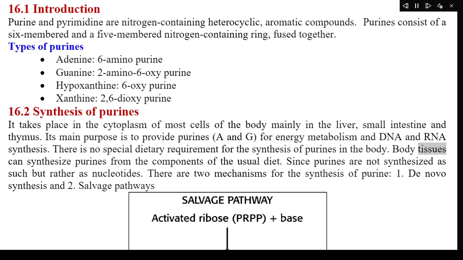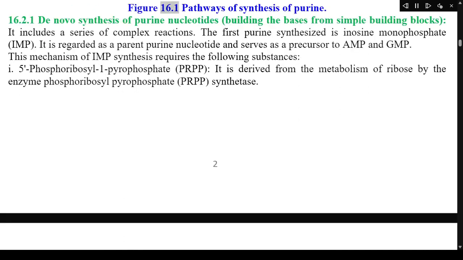Body tissues can synthesize purines from the components of the usual diet, since purines are not synthesized as such but rather as nucleotides. There are 2 mechanisms for the synthesis of purine: 1. de novo synthesis and 2. salvage pathways. Figure 16.1 Pathways of synthesis of purine.